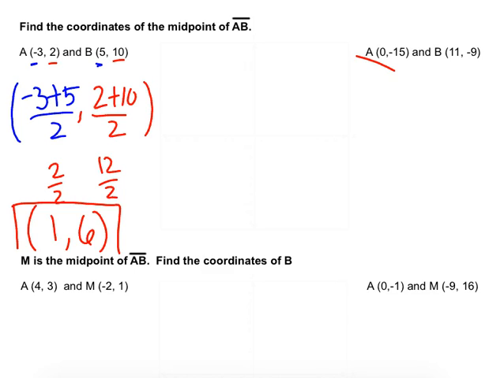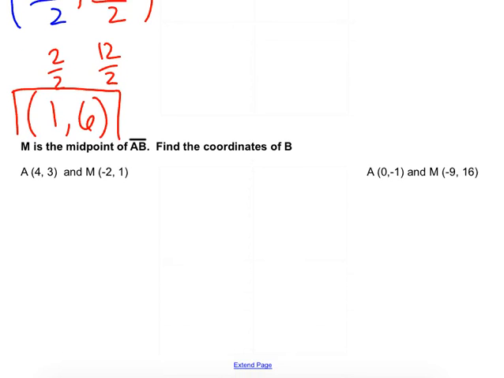It says M is the midpoint of AB, find the coordinates of B. So this one's a little different here. This time, they're giving us one endpoint and the midpoint, and we need to find the other endpoint. So I'm just gonna draw a little picture here.